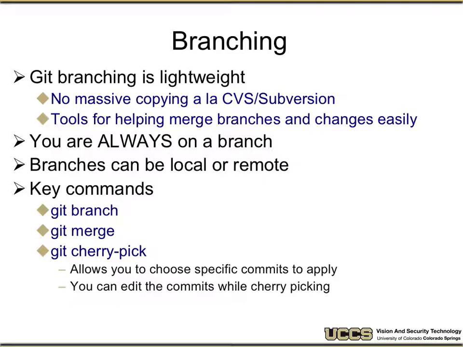So one of the useful things about Git is its strong ability to do branching and merging. So I'll briefly talk about branching. It's extremely lightweight. It's not a copy as it would be in CVS or Subversion or some of the other source management tools. So in Git, you're actually always on a branch. The only question is what's the name of the branch. Branches can be local branches. They can be remote branches.